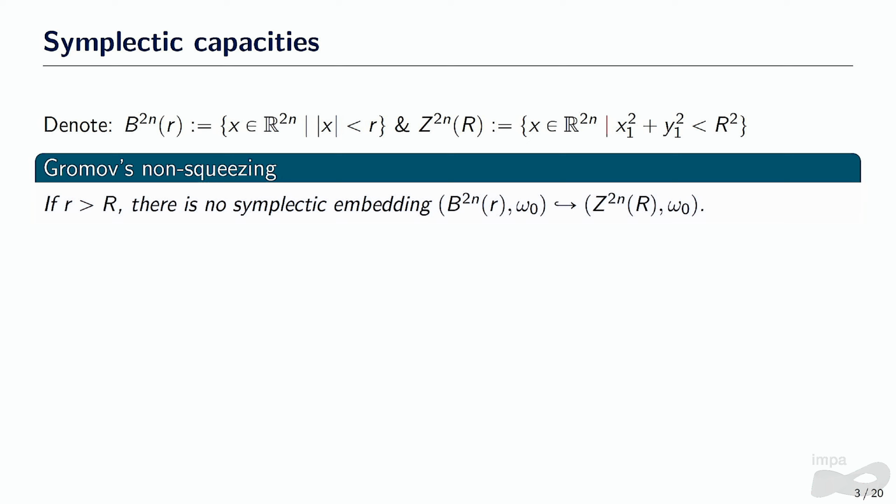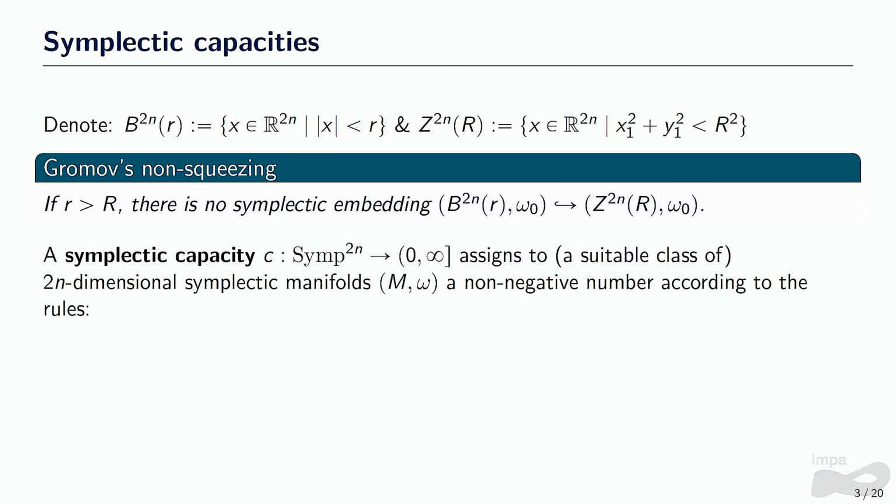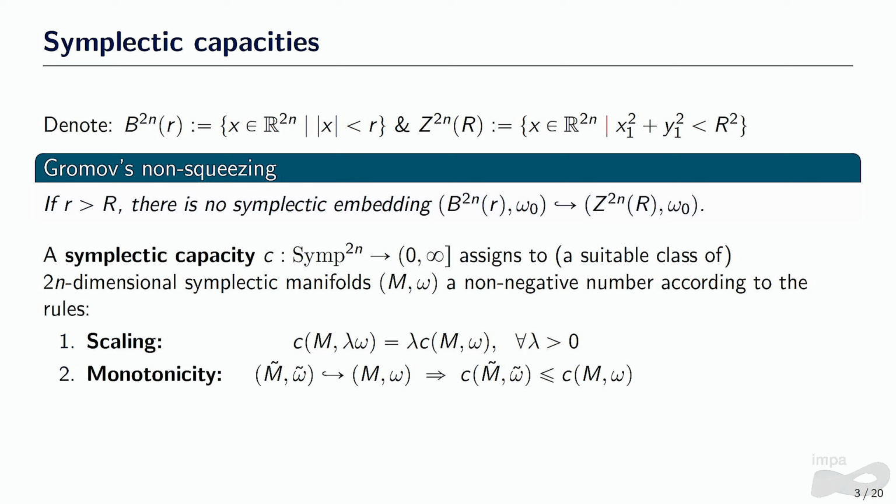So we are looking for invariants that give us a better way of obstructing symplectic embeddings, and this is symplectic capacities. A symplectic capacity assigns to a suitable subset of symplectic manifolds of dimension 2n a real non-negative number, according to the following rules. One, scaling: if we scale the symplectic form, the capacity should scale. Two, monotonicity: if we embed a symplectic manifold into another, then the capacity of the first should be smaller than the capacity of the second. This also gives us invariance under symplectomorphisms, of course.